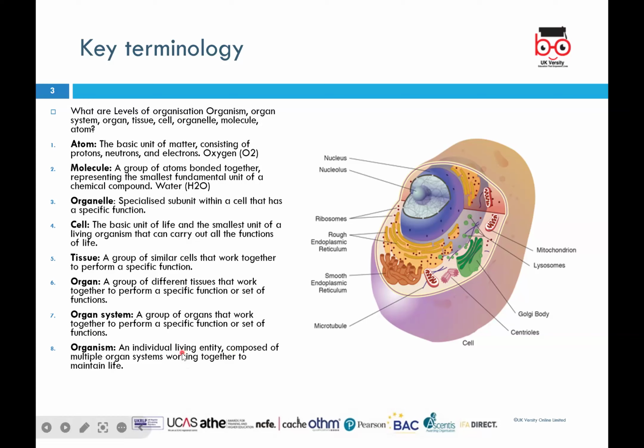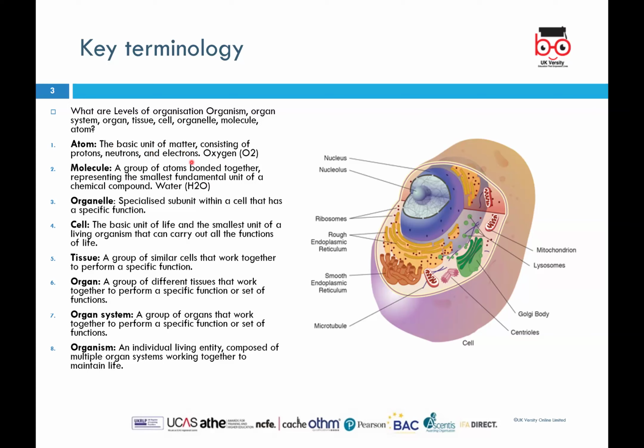Okay, so however, every organism that is alive, that is living, it's composed of organ systems that work together, and this is to maintain life. What is an atom? So an atom is the basic unit of matter, and it consists of protons, neutrons, and electrons. Okay, so within an atom, you will have protons. Okay, there are three parts of an atom. So without an atom, your body cannot exist. Okay, so an atom is the basic unit of matter from where the body arises, and you have oxygen there as well.